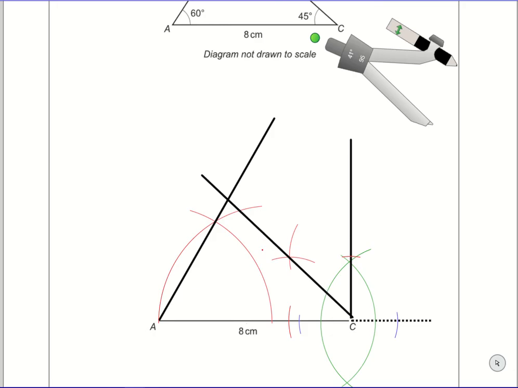So there's my finished triangle. All you've got left to do now is shorten off the longer lines. Leave your arcs on. Your arcs are your workings on that question. So you could take off your construction lines, but make sure you leave your actual compass work on the page.